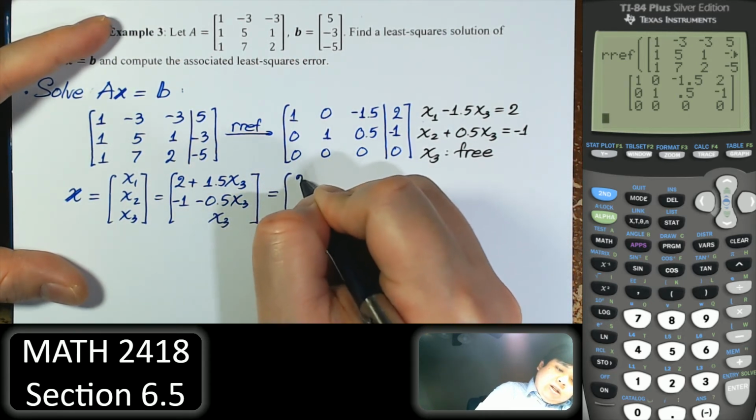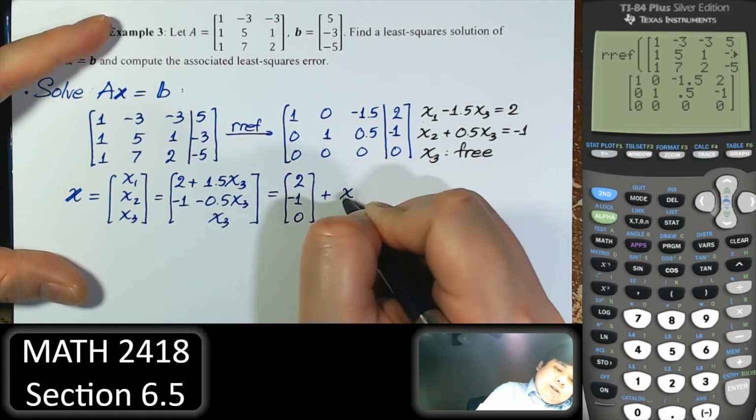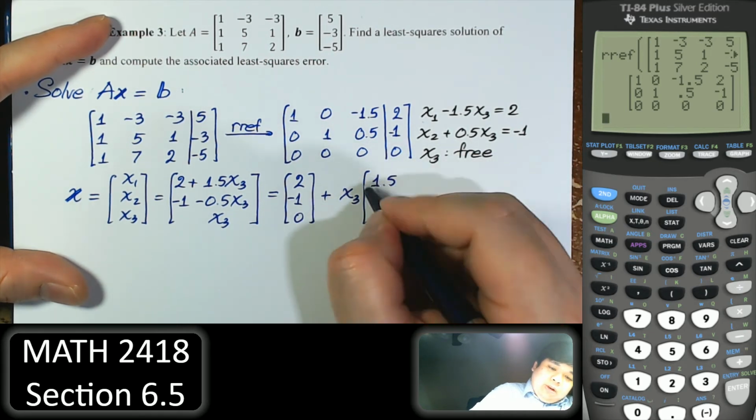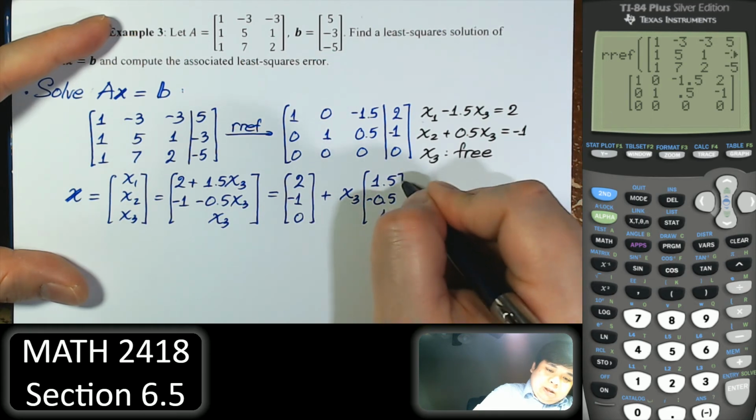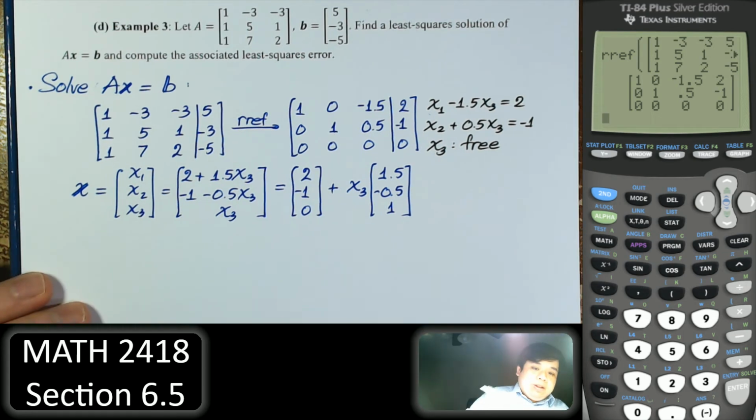So we split, and we have this solution, because x3 can be any number. That is, we solved it directly.